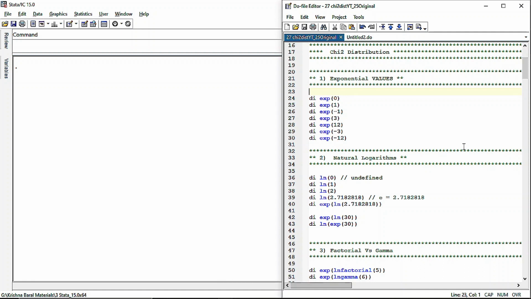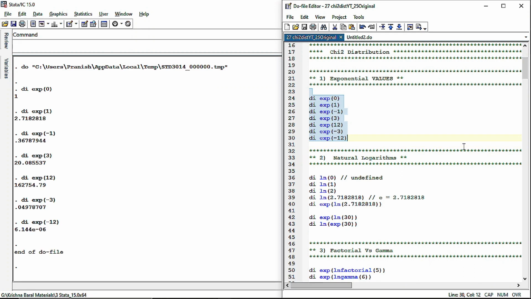In this video, we'll discuss the chi-square distribution. Before that, let us see some of the useful functions that I use in calculating the CDF or the PDF of the chi-square distribution. This is how we can calculate e, the Euler number, to the power of certain values. e to the power 1 is what we call the Euler number, and e to the power minus 12 is this small number.